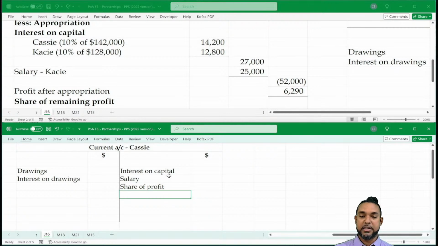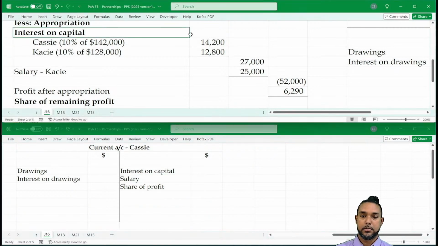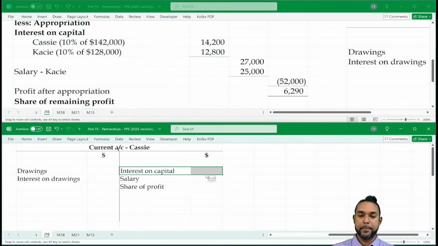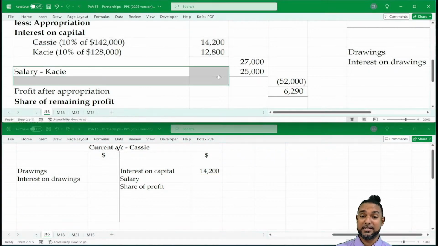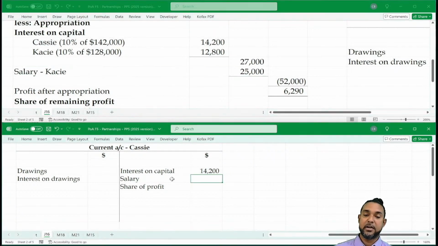Okay, so let's say, what was the interest on capital for Cassie? 14.2. Right, let's put that in. So 14,200. Was there a salary for Cassie? No, there was a salary for Casey. Now if there's no salary for somebody, you don't have to put in the actual item. You can leave it out and just put the share of profit next. But just for the sake of consistency in appearance, let's put a 0. Normally you just leave it out.